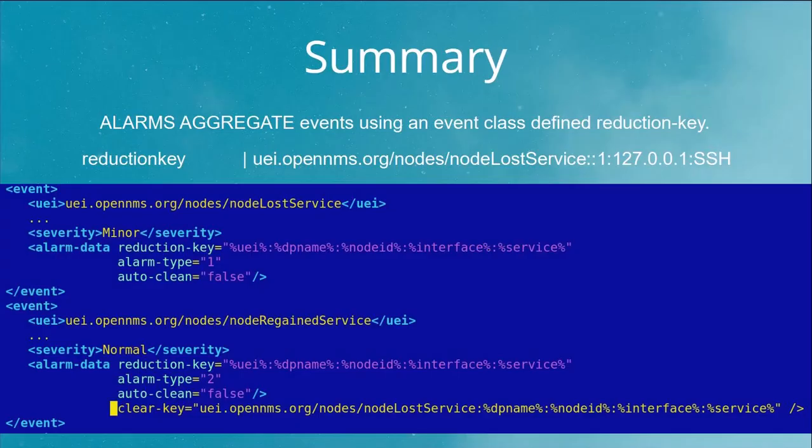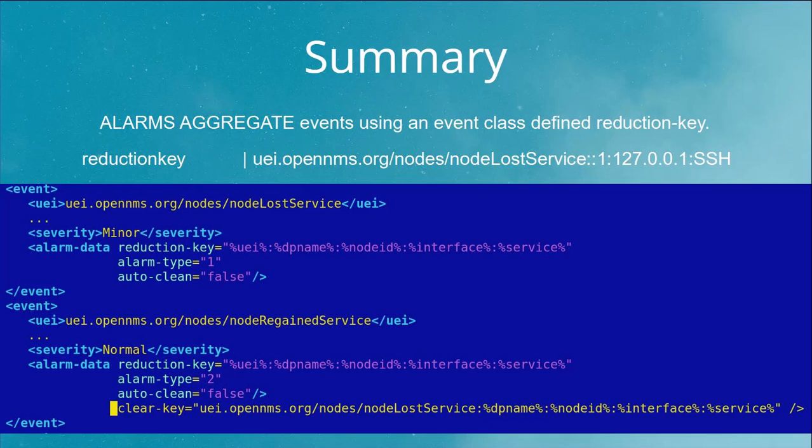To summarize, one or more events can be aggregated into a single alarm if the event class definition contains the alarm data element with the alarm type set equal to 1, which indicates a problem. The events are aggregated based on the reduction key. The reduction key for the sample element is shown in the slide. Elements with alarm type 2 indicate a resolution to the alarm, with a reduction key that matches the clear key attribute of the event. All alarms have a life cycle.